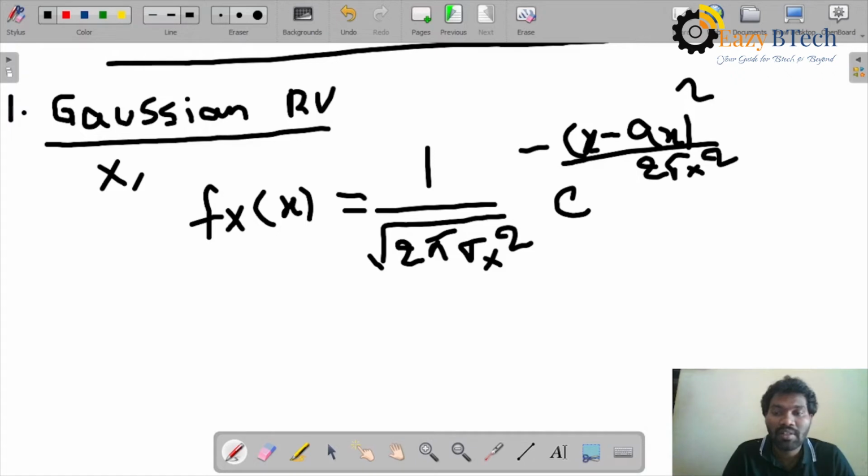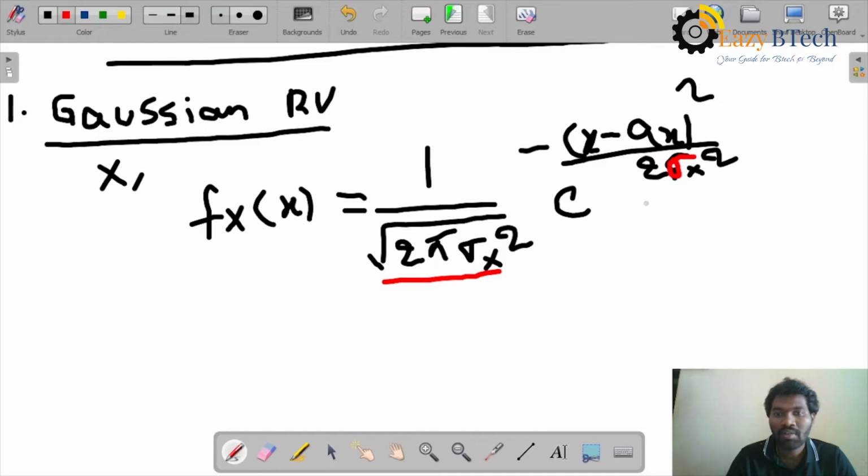It looks like this: fx of x equal to 1 by root 2 pi sigma x square into e power minus of x minus ax whole square divided by sigma x square.